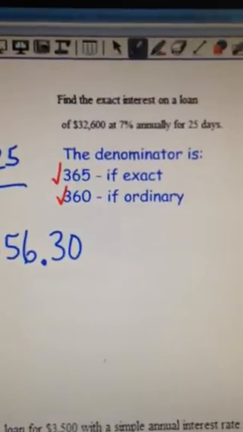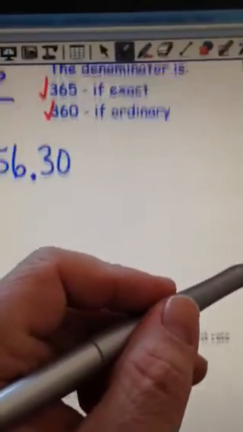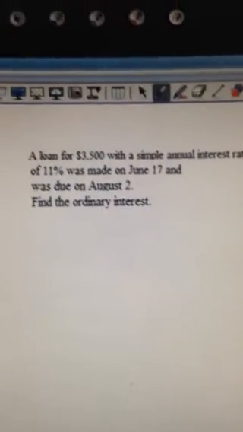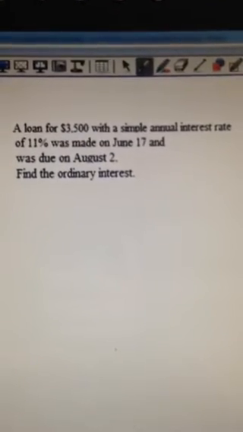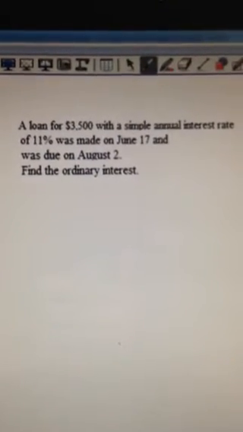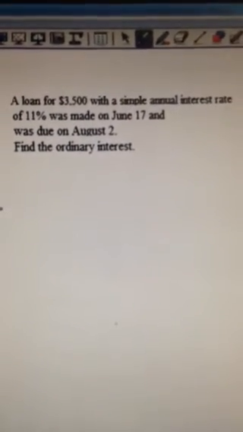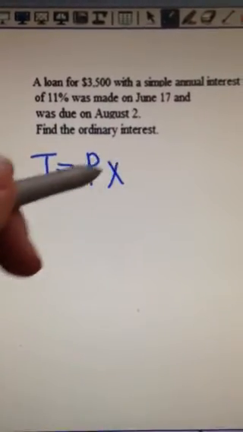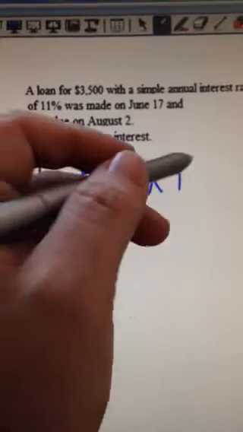Let's look at another question. A loan for $3,500 with a simple annual interest rate of 11% was made on June 17th and was due on August 2nd of the same year. Find the ordinary interest. We will use the same simple interest formula. I is equal to principal times rate times time.